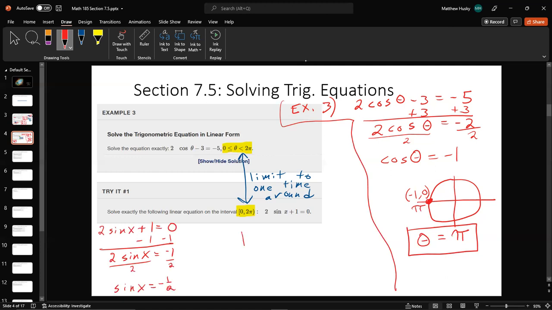Now, on our unit circle, where is sine going to be -1/2? Well, that's going to be this one down here, or that one down there. Here's -1/2. Here's -1/2. Those are both going to be angles that are over 6. This one down here, that one is going to be 7 pi over 6. It's pi over 6 past the pi mark, or 6 pi over 6.